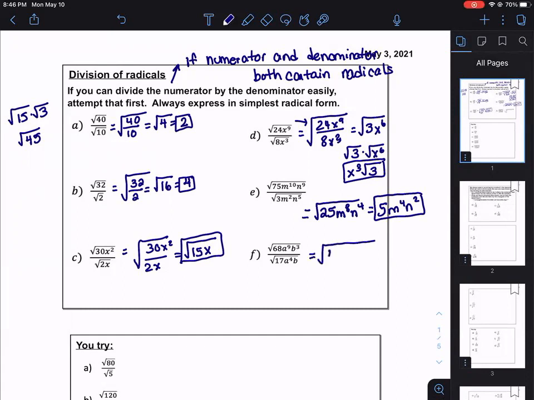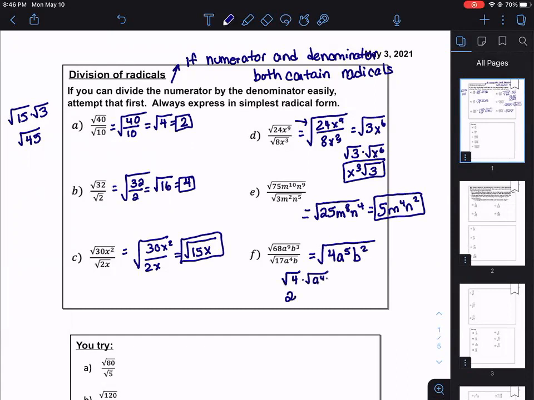17 times 4 would be 68. So when we divide, we get 4. A to the 9 and A to the 4 is A to the 5. B to the 3 and B to the 1 is B to the 2. So the square root of 4 would give us 2.